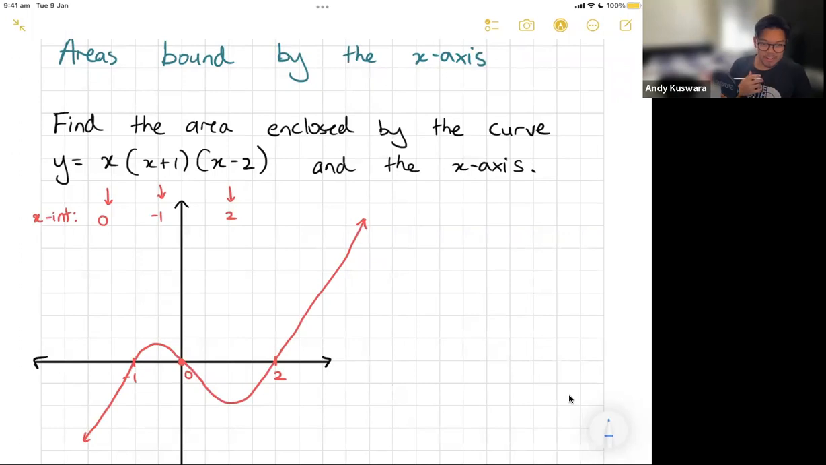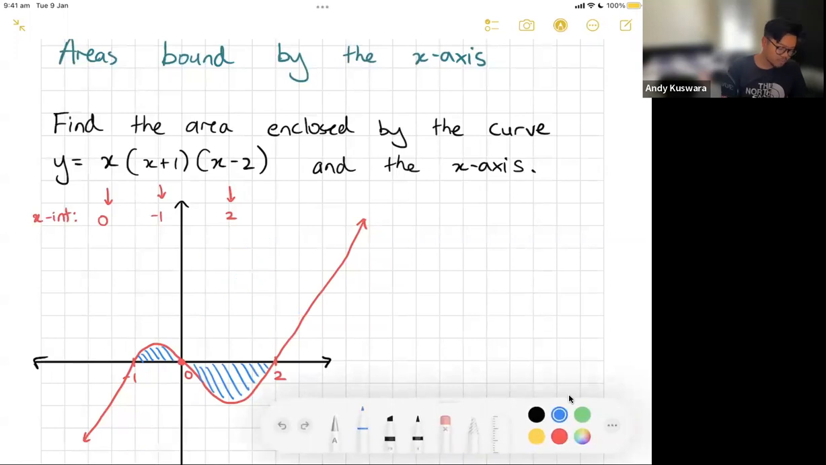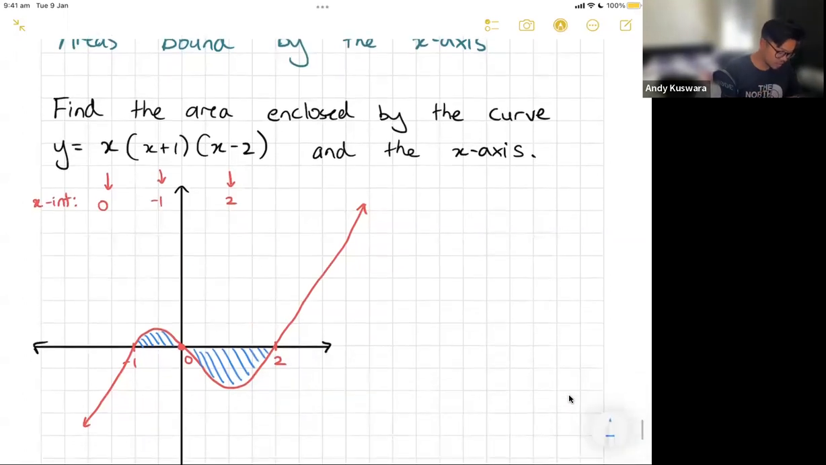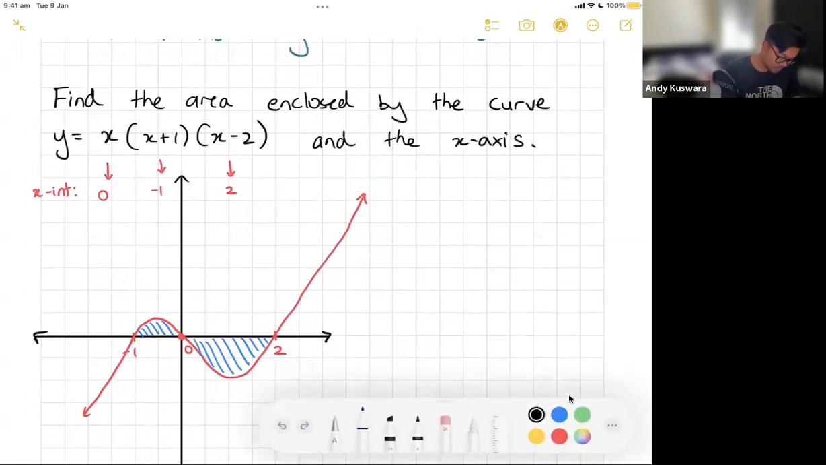So to find the area enclosed by the curve, I can see here that these are the areas that are actually bounded by the curve and the x-axis. There's no point me doing all this area here or all this area down there because it's not bound by the x-axis. These little areas in between the function and the x-axis, that's all I really care about. Now I need to write down what these integrals are.